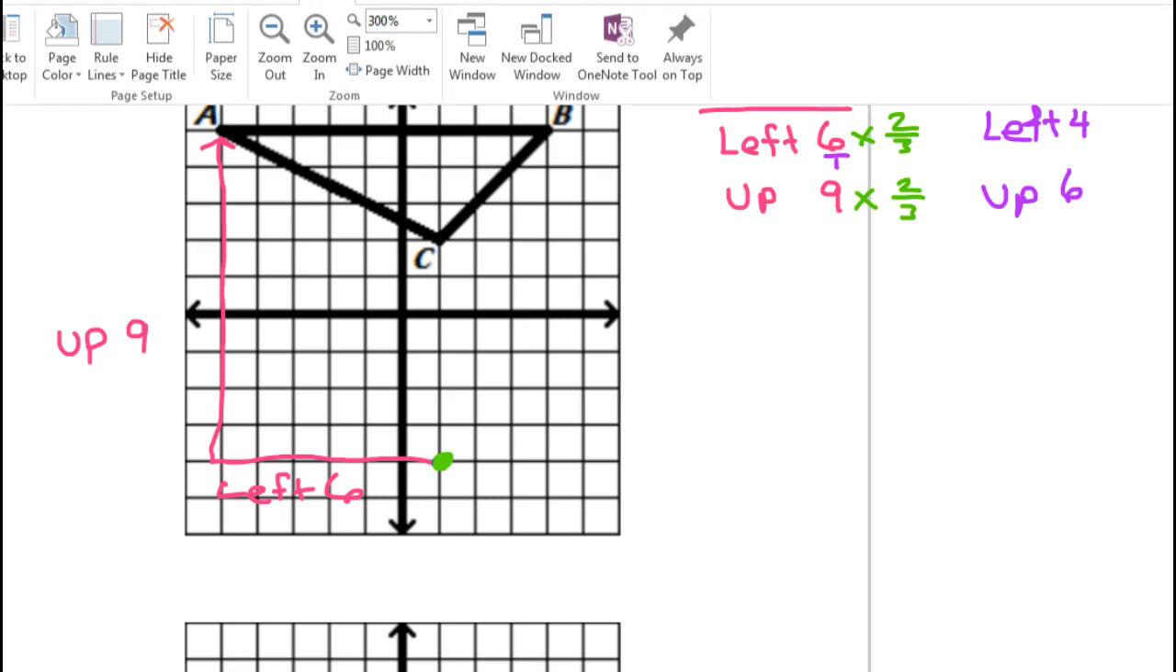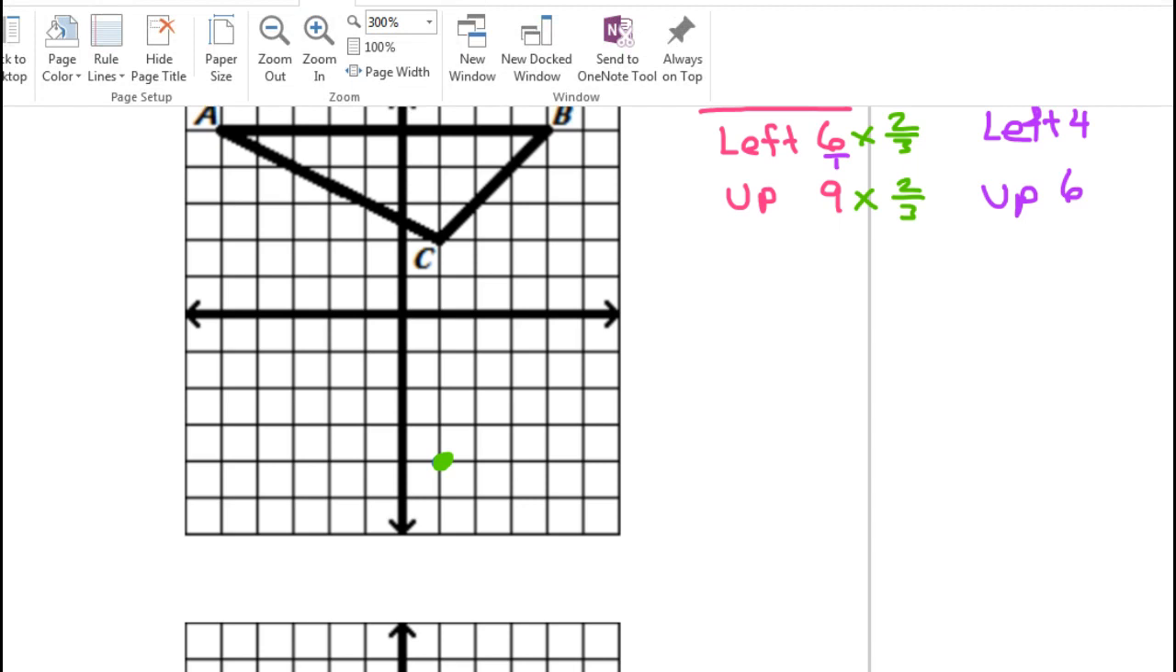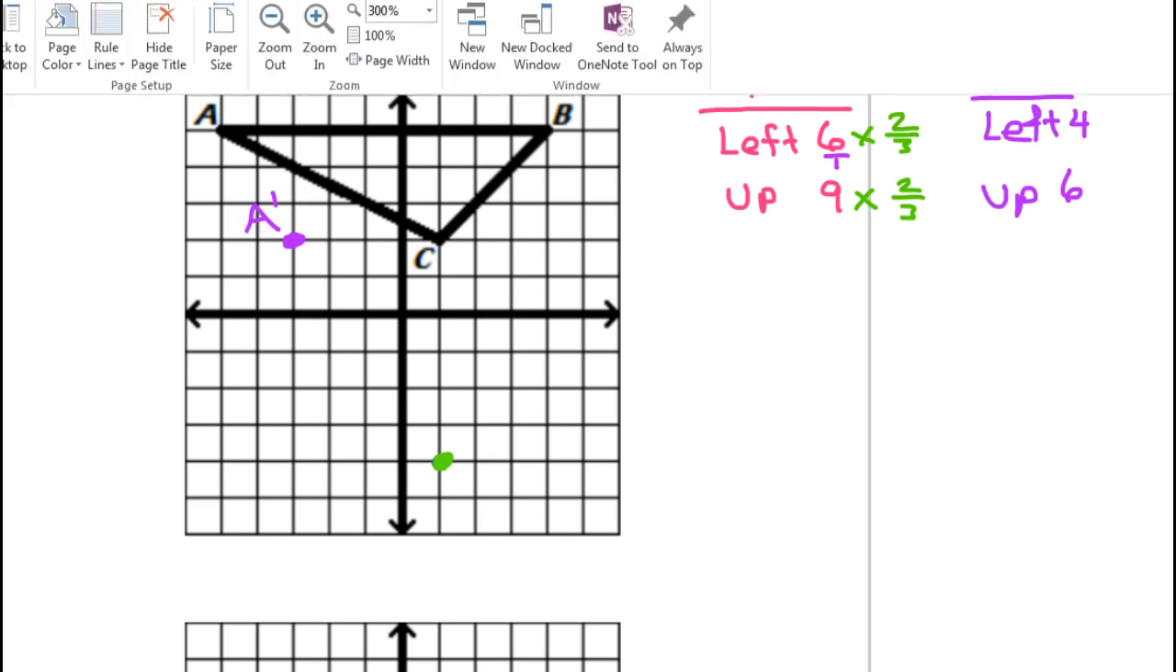So let's do that. Counting from the center, I'm going to go left 4 and up 6. So here I go. That's 2, 4, and then up 1, 2, 3, 4, 5, 6. So this should be A prime. All right, let's do that again.